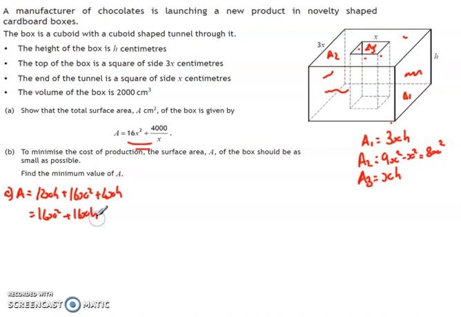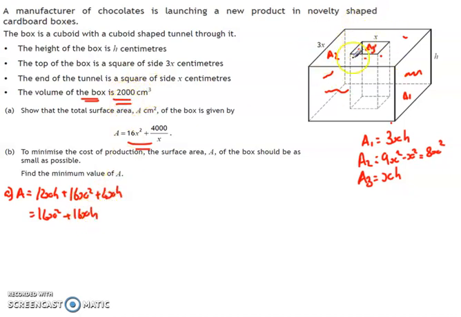Good. So now I've got that. My 16x squared and this 16x squared match up. Great. This 16xh doesn't match up with the 4,000 over x. We've got this extra h in here, so we have to somehow get rid of it. We need more information to do that, and we're given it. We're told the volume of the box is the equivalent of 2,000 cubic centimetres. So what I can do is use this fact to eliminate the h somehow.